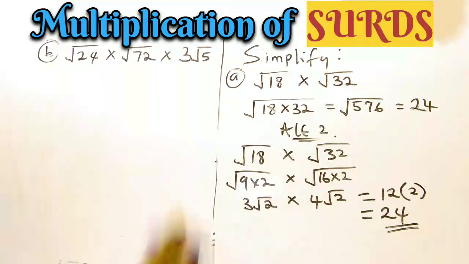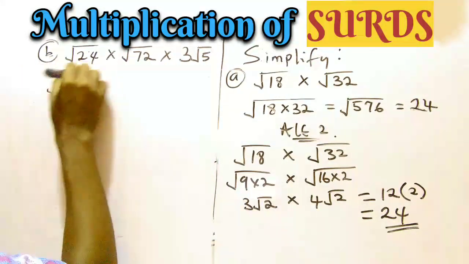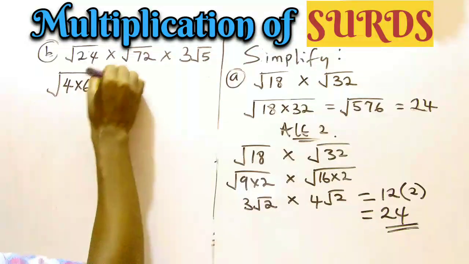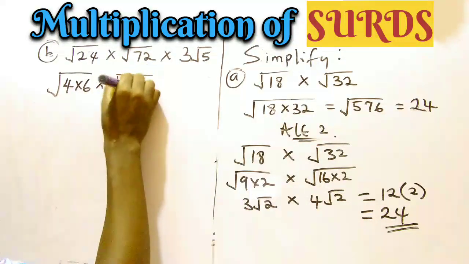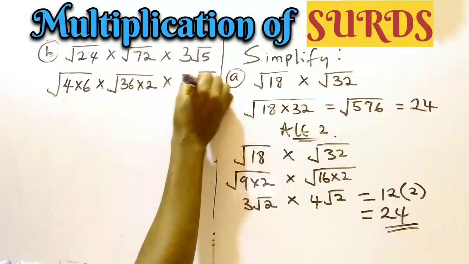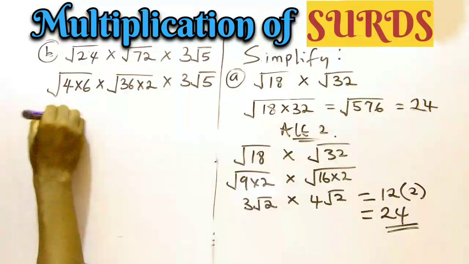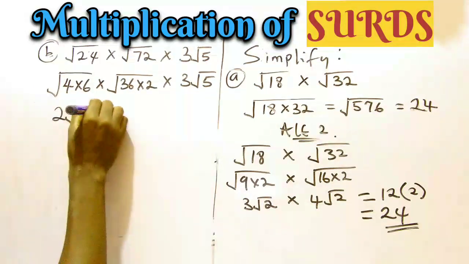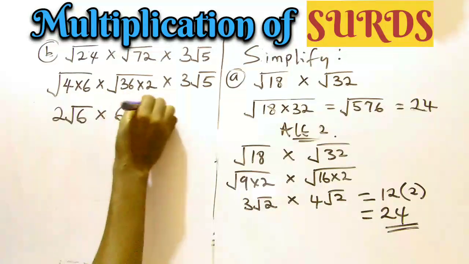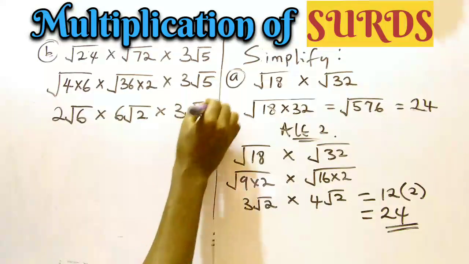We are going to do the same thing. I can break 24 down as 4 times 6, and I can break 72 down as 36 times 2. Then I can rewrite this. The square root of 4 is 2, so I'm going to have 2 root 6 here. The square root of 36, then root 2. I'm going to write this.